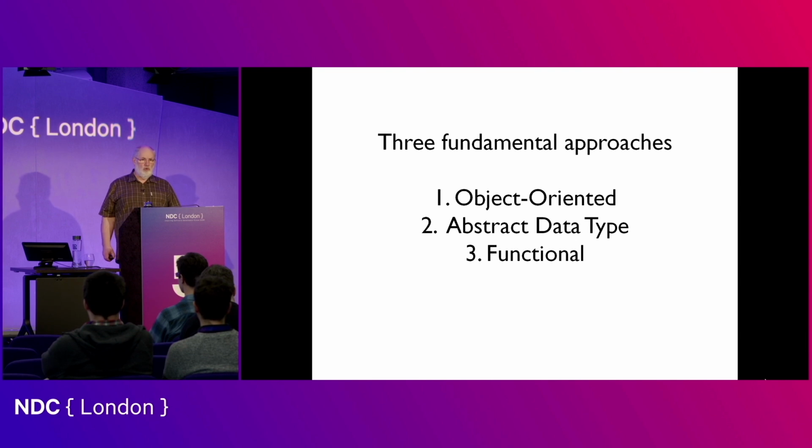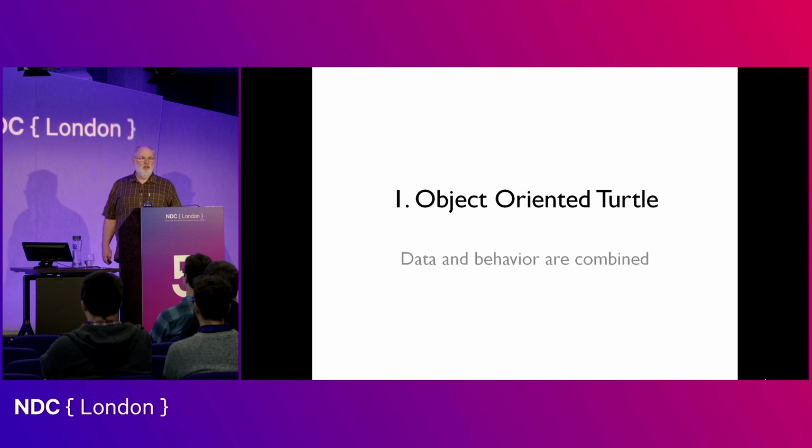We're going to start with 3 different approaches, and I've got a little bell here. Next, okay. So number 1, object-oriented. Number 2 is abstract data type. Number 3 is functional.